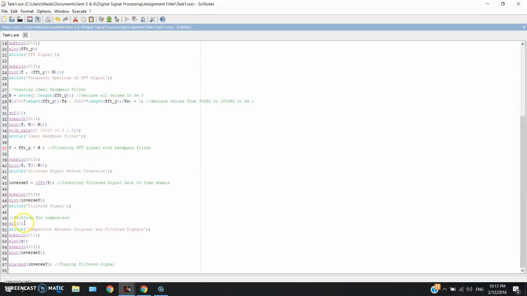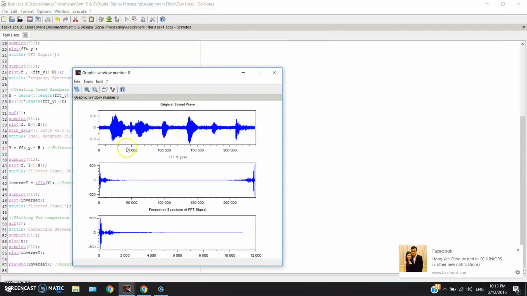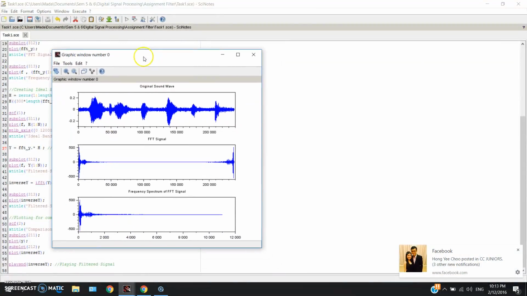Now I will show you how the graph looks. Okay, so the first graph includes three graphs. The first one is the original sound wave, the second one is the FFT signal, which is in time domain, and the third graph is in frequency domain.